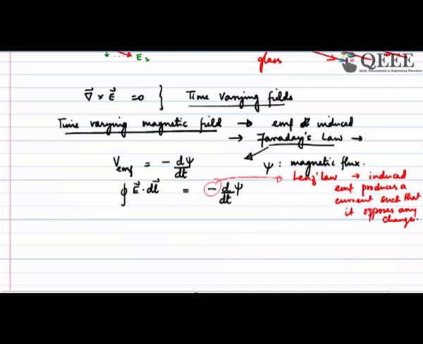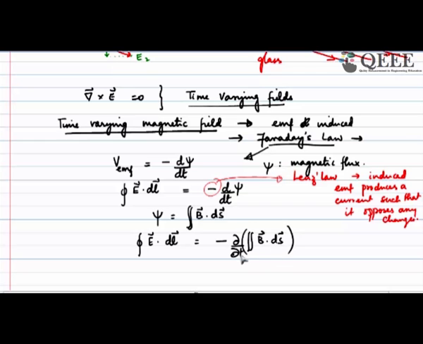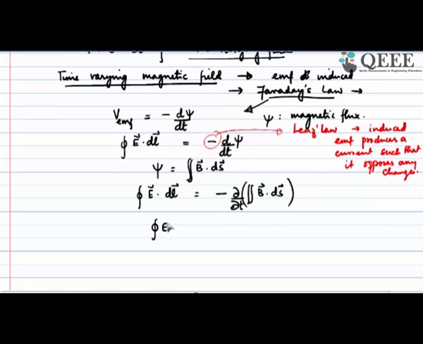And from the definition of flux, we know flux is nothing but the surface integral of B·ds, where B is the flux density. So this gives ∮E·dl is minus, I will write ∂/∂t because this could be a function of position as well as time, of ∫B·ds. And if B is the only thing that is changing with time, then the line integral ∮E·dl is the negative surface integral of ∂B/∂t·ds.